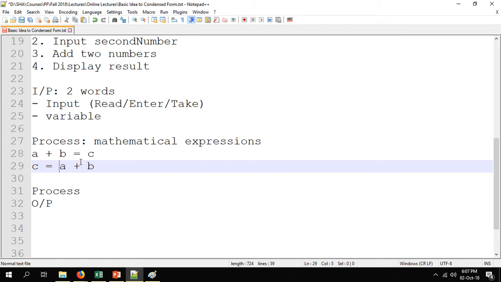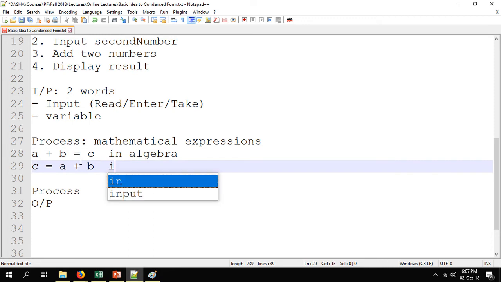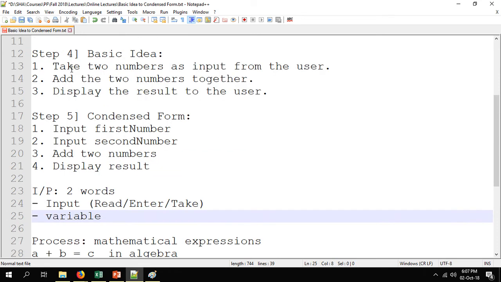So things go right to left in computer science and algorithms and programming. This is in algebra, and this is in CS and algorithms and programming. All right, so we'll write such expressions. In this case, let's solve this. Let's solve step 3.